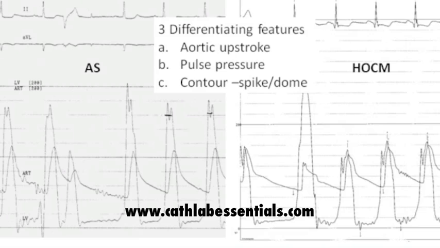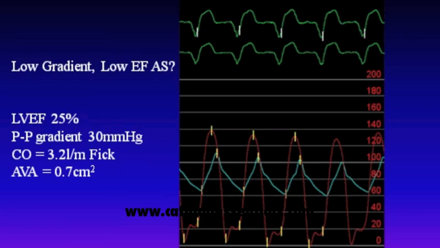The three features again are aortic pressure upstroke being delayed, pulse pressure contour being smaller, and the spike and dome pattern seen in hypertrophic obstructive myopathy. A common problem that we face when assessing aortic valves are those patients who have low gradients and low ejection fractions with aortic stenosis. Here is an example which will demonstrate this concept.